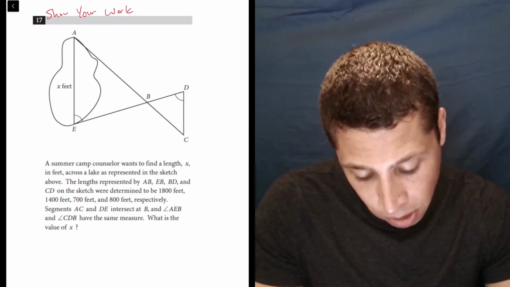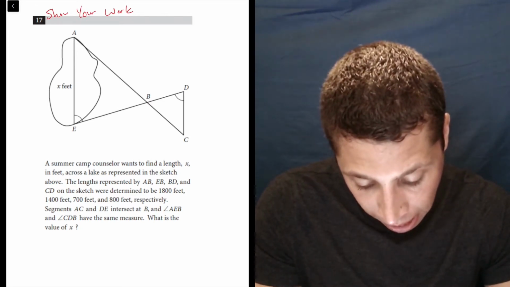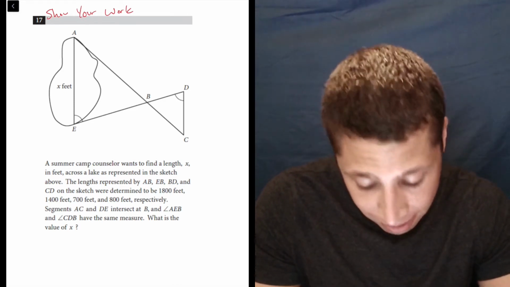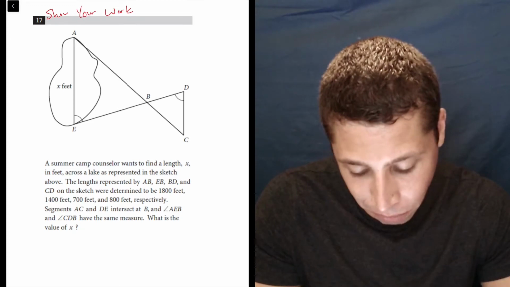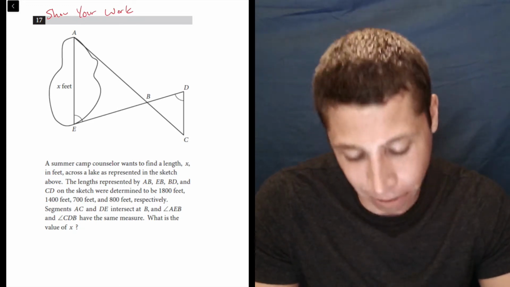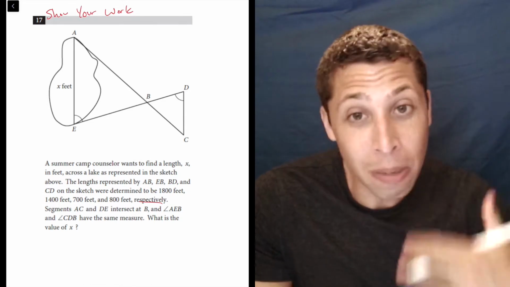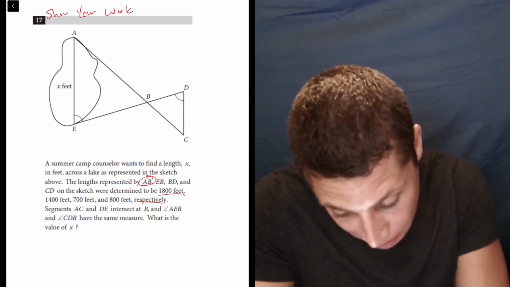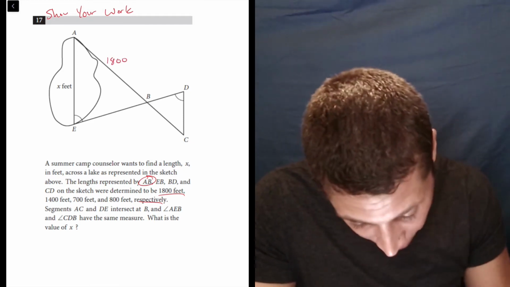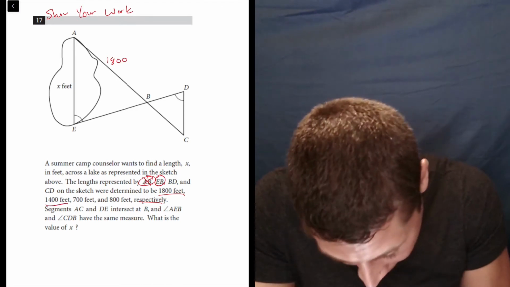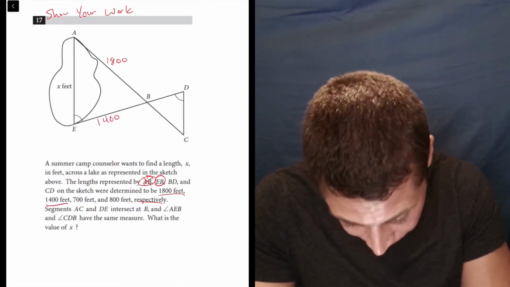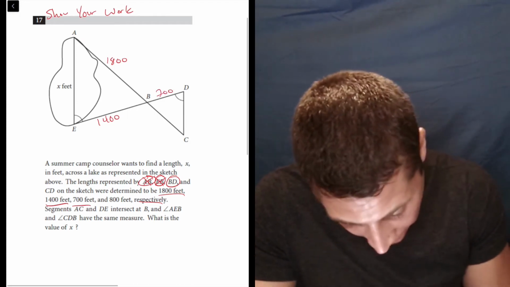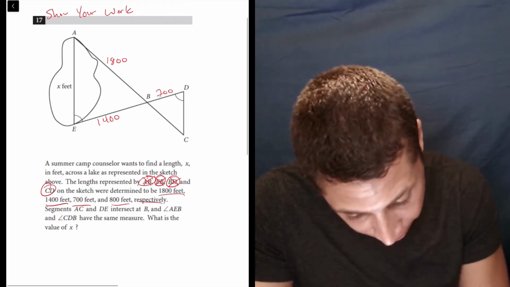So a summer camp counselor wants to find a length x in feet across a lake as represented in the sketch above. Okay, so it's there. The lengths represented by AB, EB, BD, and CD on the sketch were determined to be 1,800 feet, 1,400 feet, 700 feet, and 800 feet, respectively. So that respectively word just means go in order, right? So AB is first. That's going to be the 1,800 feet. So AB is 1,800. Then it's EB, and that's 1,400. BD is 700, so that's here. And last but not least, CD is 800. Okay.